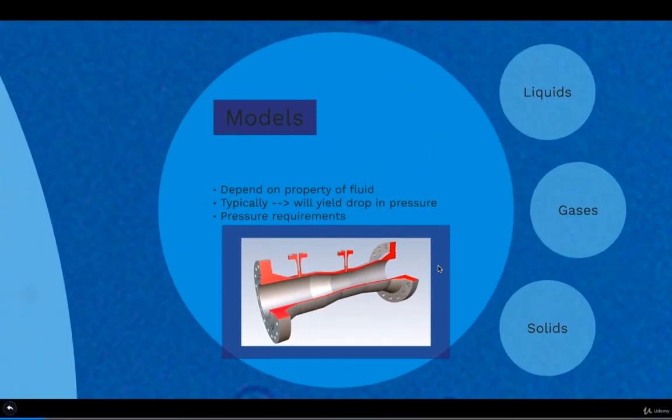So these are the models: liquid, gases, and solids. What we're going to cover mostly is liquid and pressure drop. Gases are also covered, but we're going to see that later on.